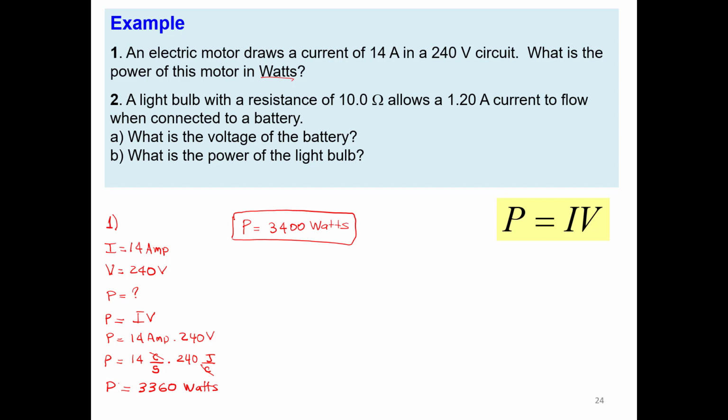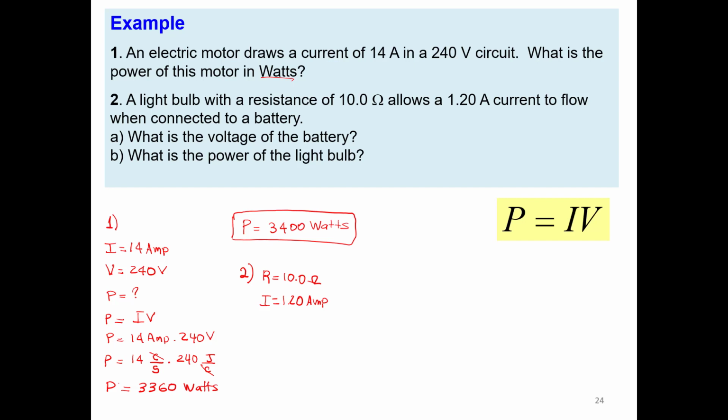Now let's try to solve the second problem. For the second problem, a light bulb with a resistance of 10 ohms. Let's write here the resistance of 10 ohms allows a current of 1.20 ampere to flow when connected to a battery. Then we want to know what is the voltage of the battery, and we want to know what is the power of the light bulb.